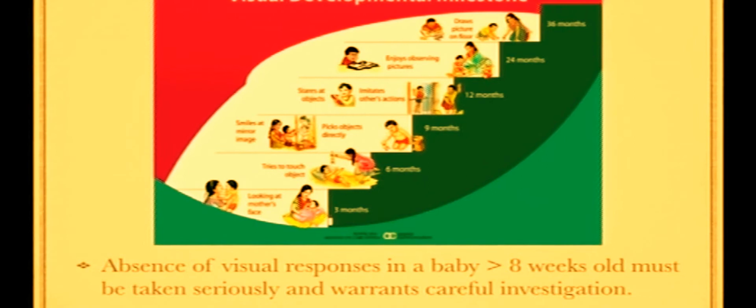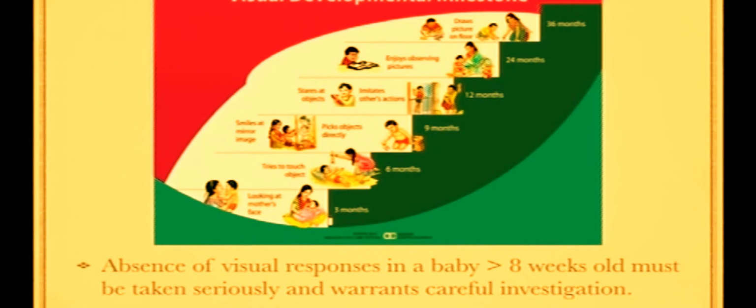Around 3 months, the child should look at the mother's face. Around 6 months, the child should try to touch objects. Around 9 months, the child starts looking at the mirror, smiling, and picking up objects. By around 1 year, it can imitate others' actions, by 2 years it can start observing pictures, and by 36 months it draws pictures on the floor.